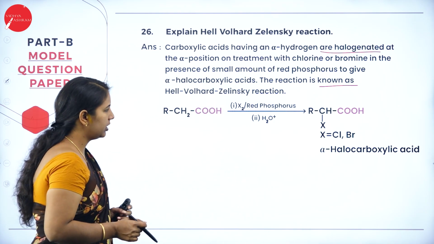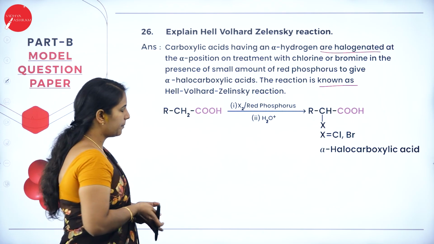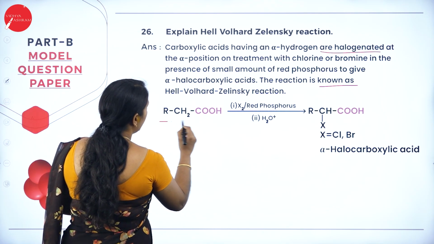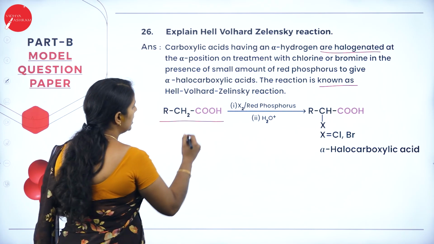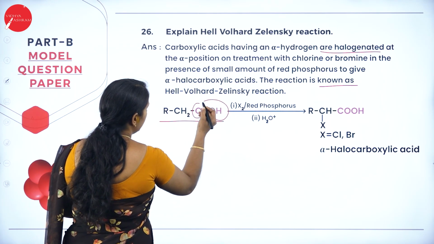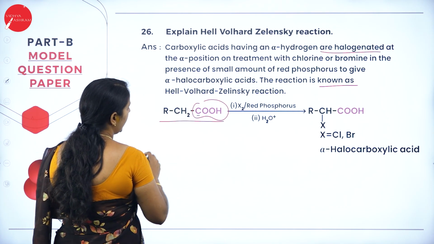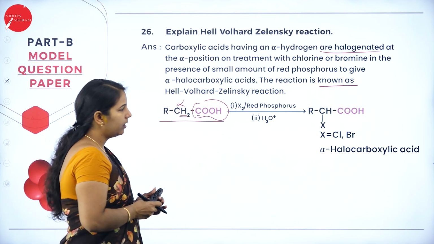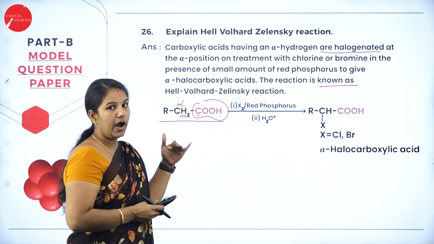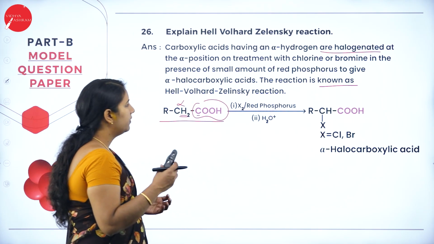Hell-Volhard-Zelinsky reaction. So, here I have written a general reaction. You can go with a specific example too. Okay. So, here I have written a carboxylic acid which has alpha hydrogen. So, this is a carboxylic group, right? And this is a carbon which is attached to one more carbon atom, and these hydrogens are known as what? Alpha hydrogen. Correct? So, for this, if you attach any of the halogens, then it is said to be what?